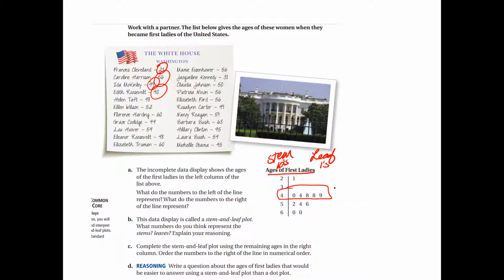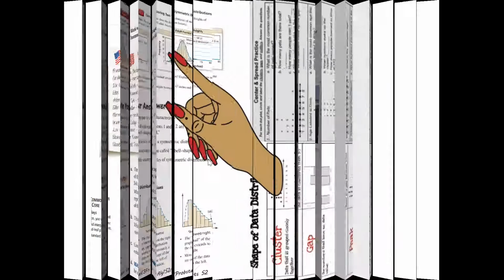I can see that the mode, or the majority of the ladies when they became first ladies, are in their 40s. I can also say that the age that occurs the most is going to be 48 and then 60. And I can also see that the youngest person that became first lady was 21 and the oldest was 60 years of age. And nobody in their 30s became first ladies. So it's just a better way of organizing data in this format.